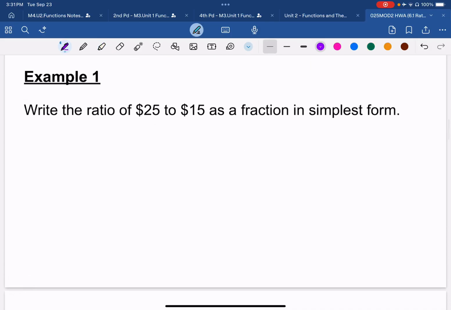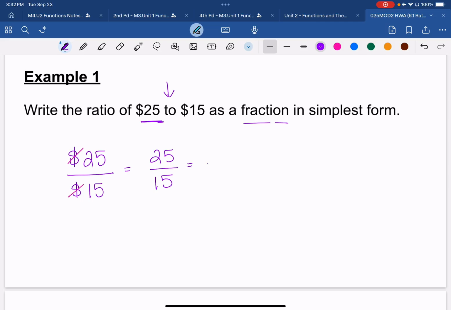If we wanted to write the ratio of $25 to $15 as a fraction in simplest form. So our first number is going to be our numerator. So we've got $25. The "to" tells us we've got that ratio. So we're going to have our fraction because it says we want to write it as a fraction. 15 is going to be our denominator because that's our second number. The dollar signs are going to cancel out. And so now we just have 25 and 15, and we can simplify that.